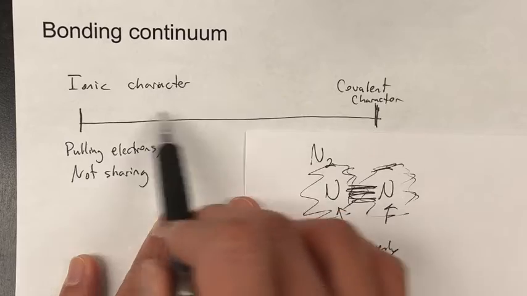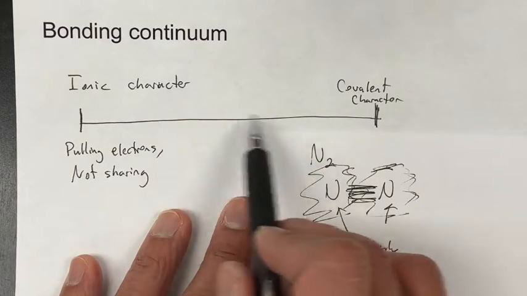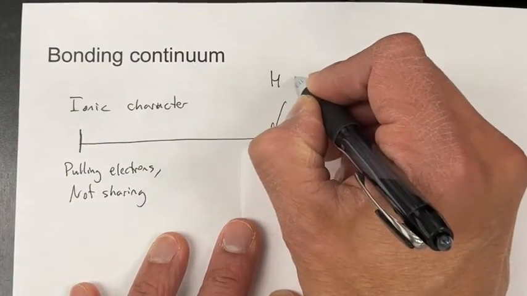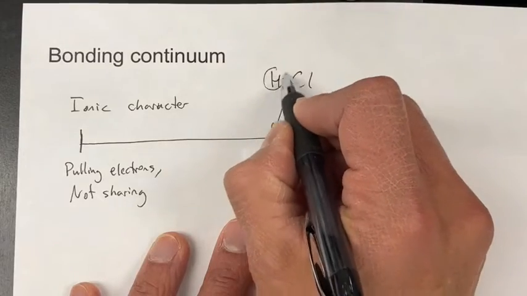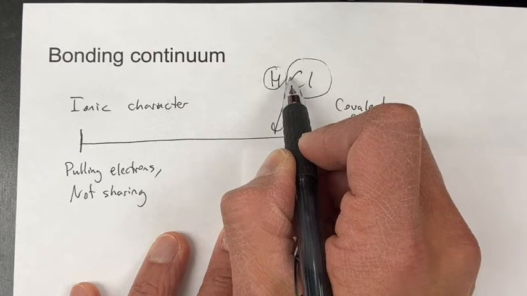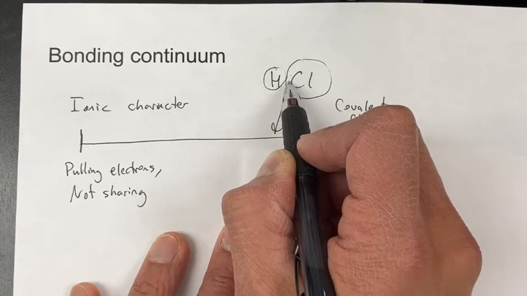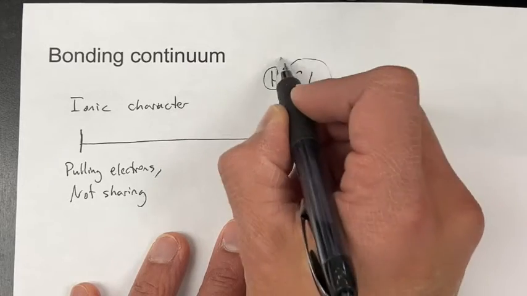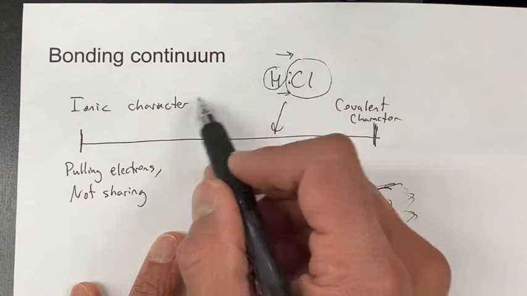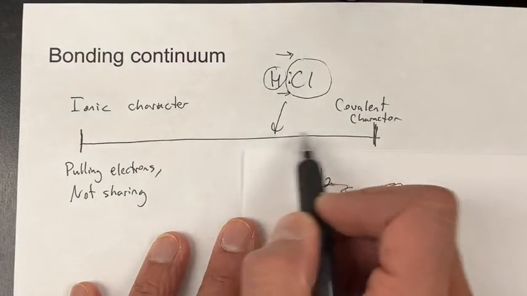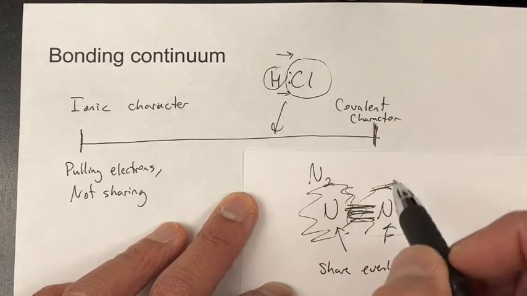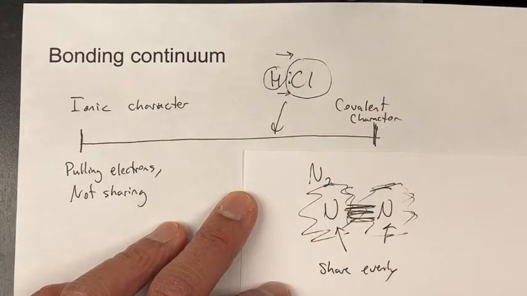So it's this continuum, and there's a really fuzzy area in the middle. For instance, if I have something like HCl, these are both nonmetals, and chlorine might pull the electrons a little bit more than hydrogen, so they might pull in this direction a little bit. So it's covalent, sort of, but it's also kind of ionic, and it might be in between these things. So there's not really any clear-cut covalent or clear-cut ionic; you have to look at the elements and see what you have.